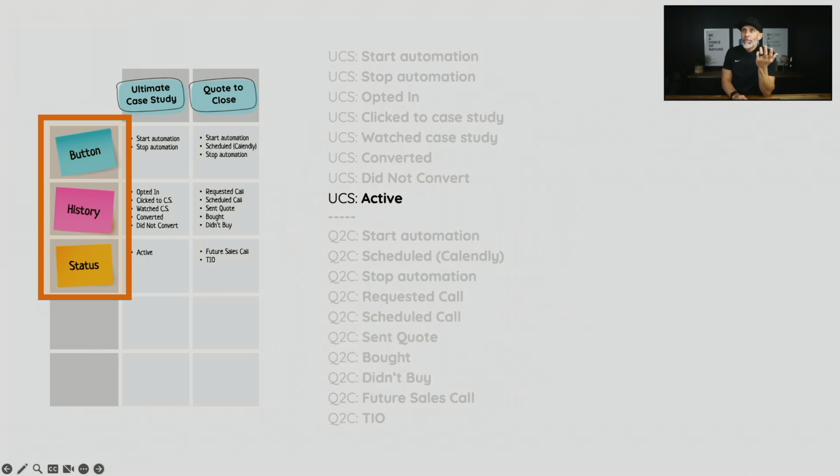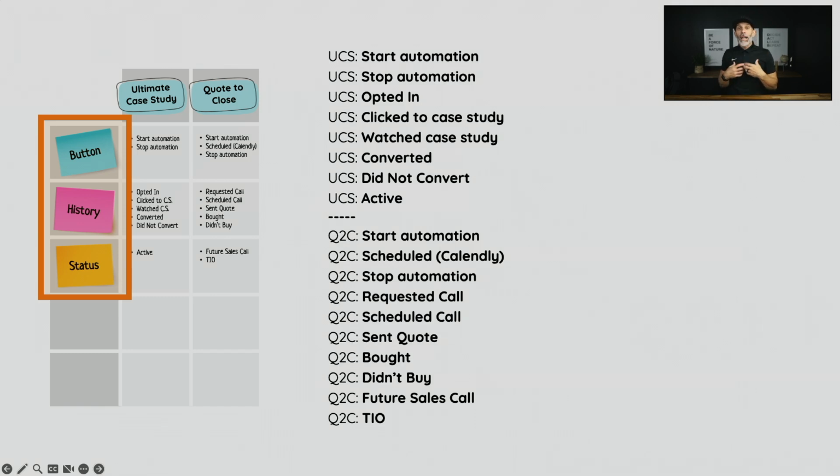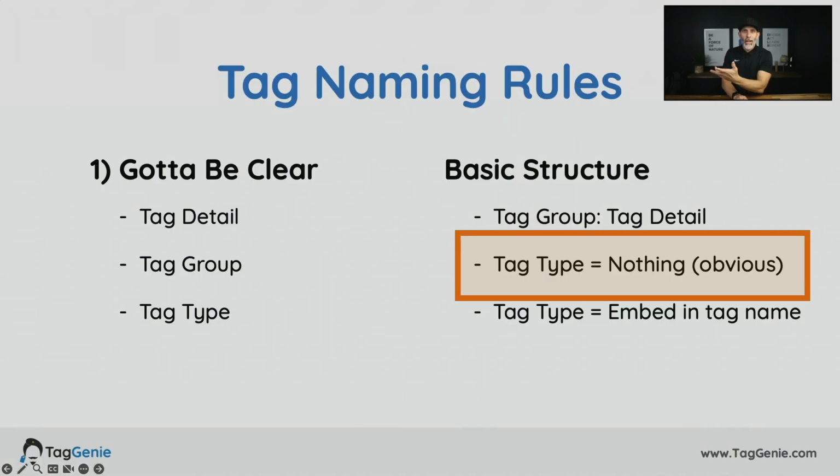And then status is the same thing. Like I'm not looking at UCS active and thinking that's a button tag, or that's a history tag. No, it's obviously status. Same thing with future sales call and TIO, right? So you don't need to do anything. This is what I think you ought to do by default. Unless when I show you this next one, you're like, oh, that's what I need. Not, I think I might need that one, but no, that's what I need right now and I know why and I can make a case for it. So unless that happens in the next 30 seconds, then this is how you're going to name your tags. You just don't worry about putting tag type in at all because it's already obvious. All right, so that's tag type, just don't do anything, it's obvious.